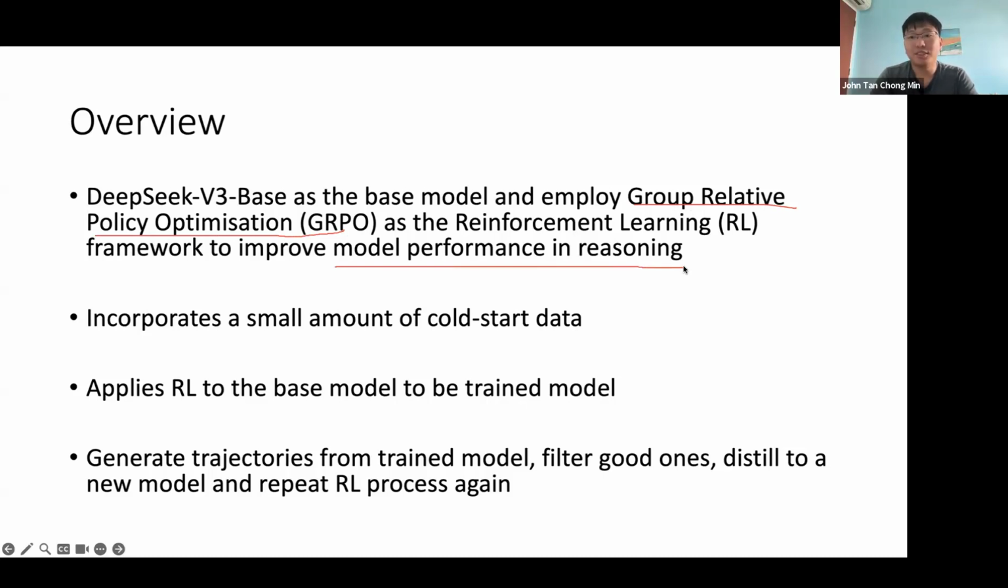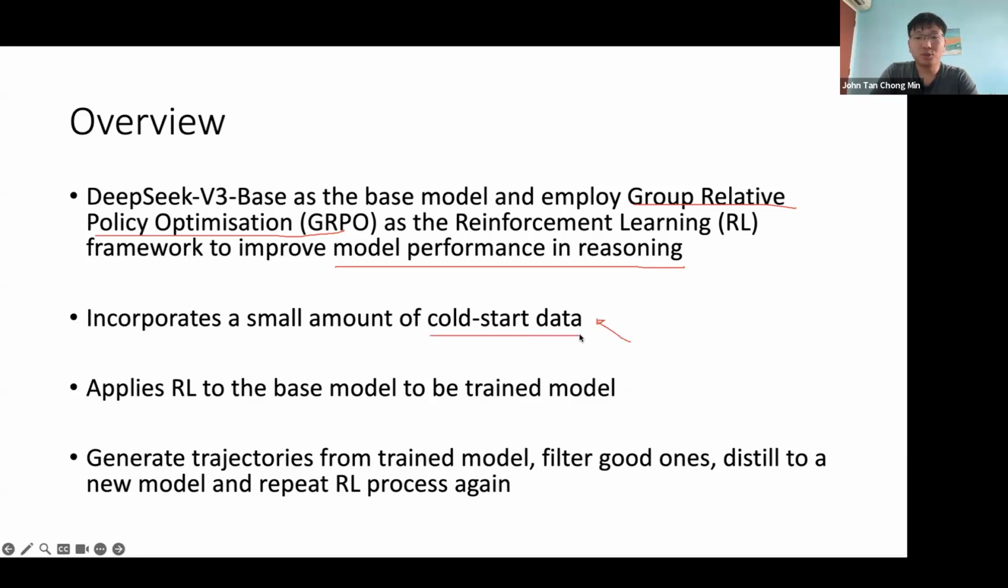So the base model itself is actually quite competitive, but it's nowhere near the O1 level. It's like 10 to 20 percentage points difference. So this group relative policy optimization process is quite significant because it helped to bridge the gap between V3 and GPT-O1.